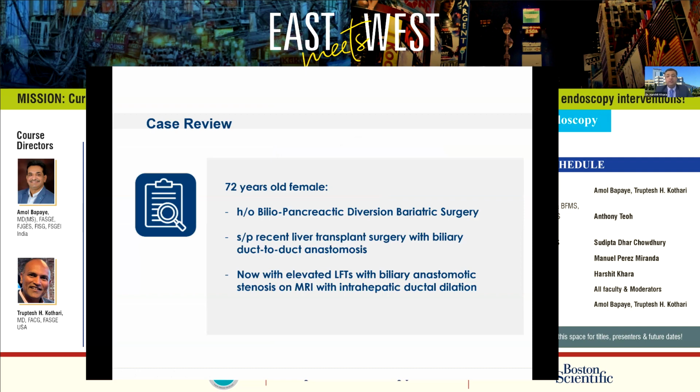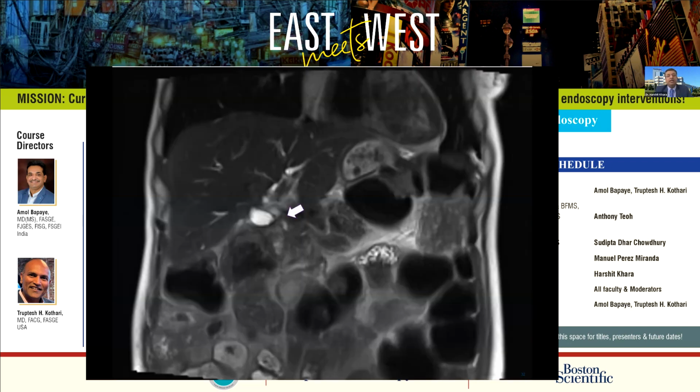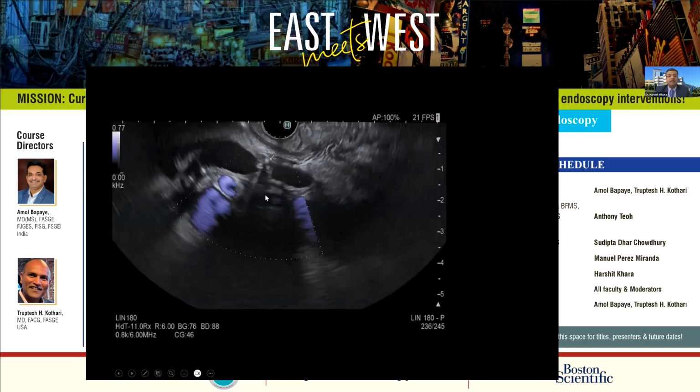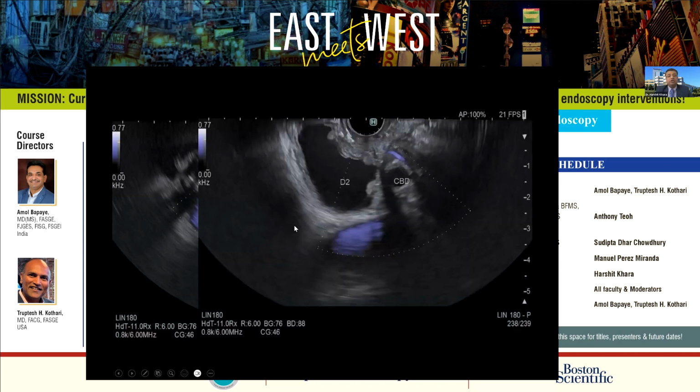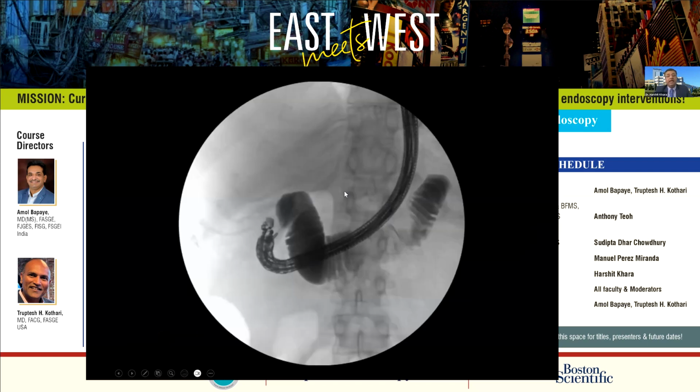So obviously there is a lot riding on this. This patient had a recent transplant and is on immunosuppression. The transplant surgeons are worried and they want to see what we can do about it. The MRCP here confirms this anastomotic stricture with intrahepatic ductal dilation. So on EUS, we were able to find through the stomach this anastomotic obstruction and severe intrahepatic ductal dilation, along with a target in D2 that we can EDI into.